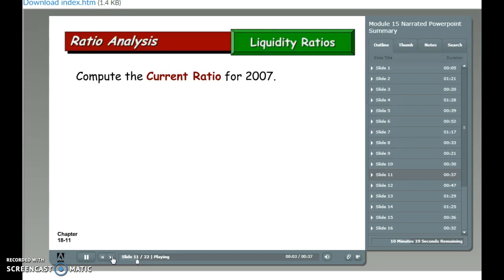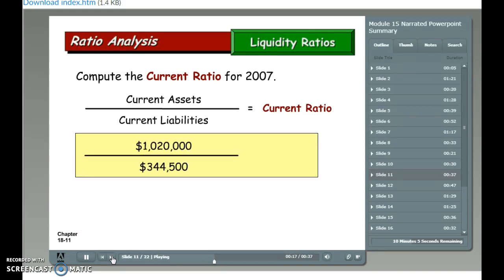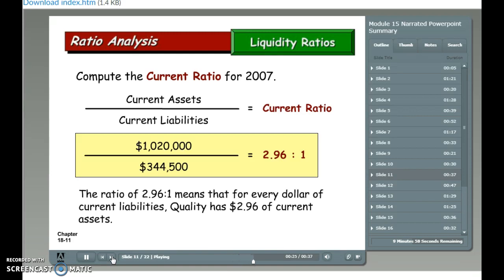The current ratio is calculated by current assets divided by current liabilities. For Quality, the current ratio of current assets divided by current liabilities is written as 2.96 to 1. This liquidity ratio means that Quality has $2.96 of current assets for every dollar of current liabilities. Higher ratios are stronger ratios.